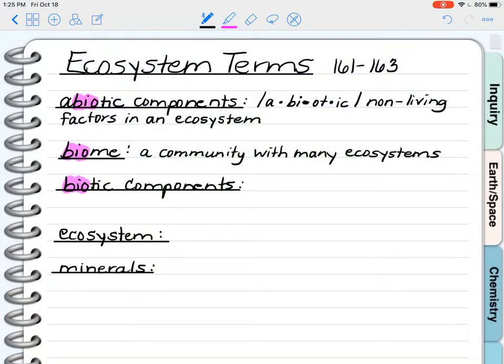Okay, biotic components. Remember, biotic is life. So these are living things in an ecosystem. You are biotic. Your car is abiotic in an ecosystem.